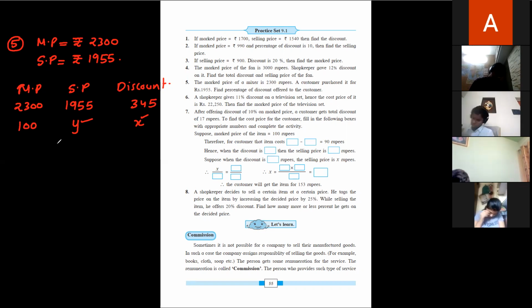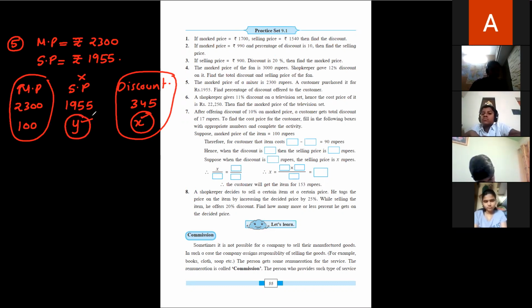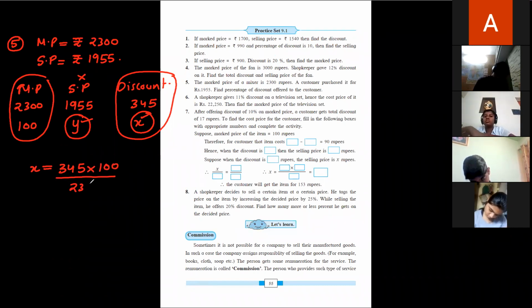Okay. Now, for finding this X over here, we'll use what? We will use mark price and discount. Now, why we are not using selling price? Because over here you can see Y is unknown. We don't know what is Y. And we don't know what is X. So there are two unknowns. So we won't use the selling price part. We'll use mark price and discount. So how will you solve? Take the X over at the top. X will be equal to 345 into 100 upon 2300.